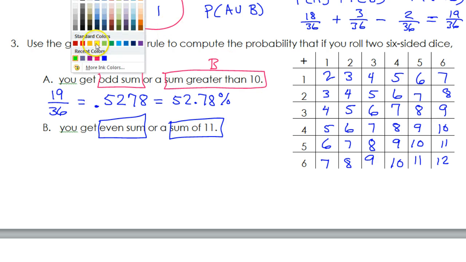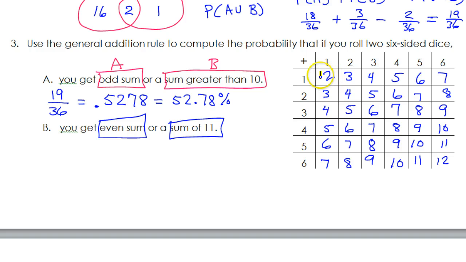If we look at the even sums, those are all of these, just like we did before. The 2, the 4, the 6. Maybe I should do it on the diagonals. The 2, the 4, the 6s, the 8s, the 10s, and the 12. So once again, that's half. Half of the outcomes have even sums. So I know that these yellow ones are half of my 36, so that's 18.